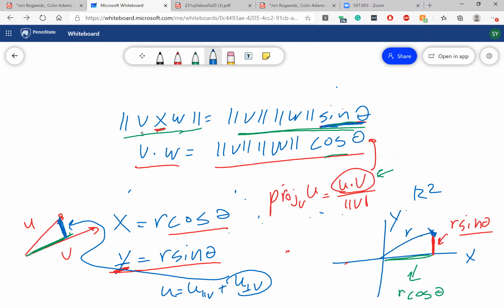So any questions about these two equations? They're very important equations regarding cosine, regarding the cross product and the dot product.